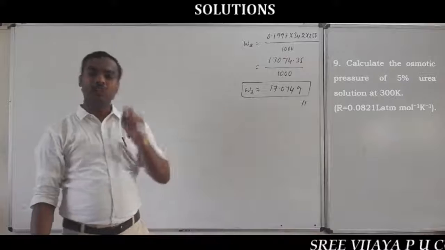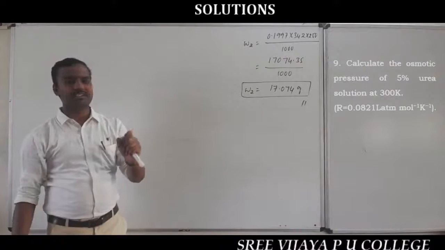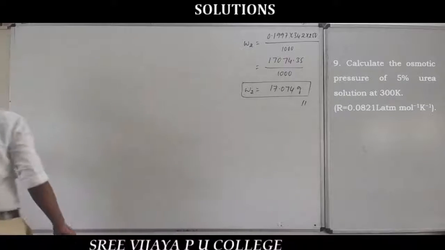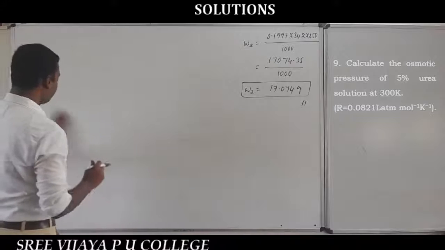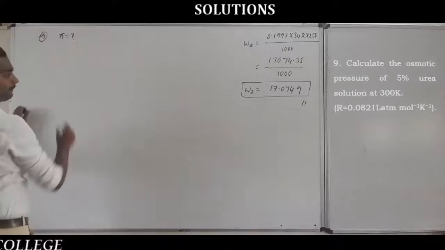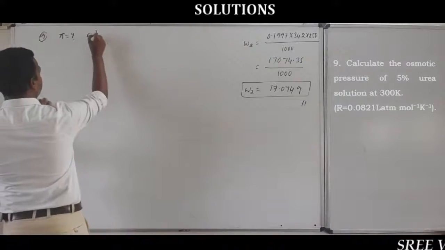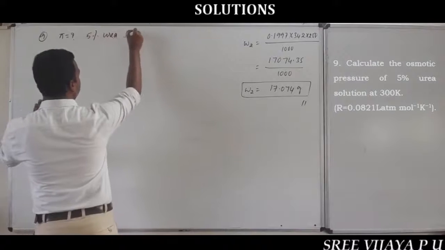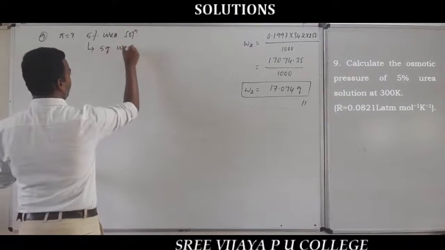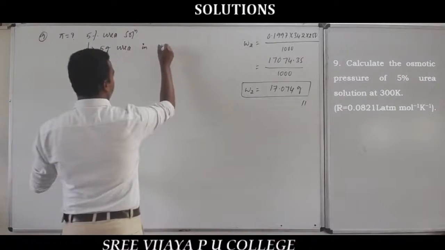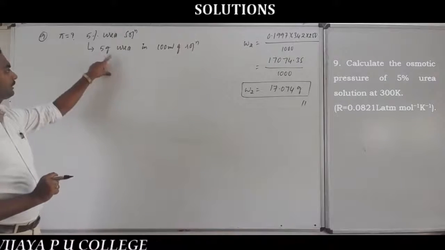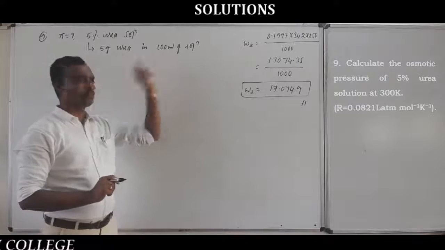Since a volume term comes into osmotic pressure calculations, a percentage given will definitely be mass by volume percentage. So let's come to its meaning. What is the given problem? That is problem number 9. We have to calculate the osmotic pressure of 5% urea solution. What is the meaning of 5% urea solution? That is 5 gram urea dissolved in 100 ml of solution, which is mass by volume percentage.